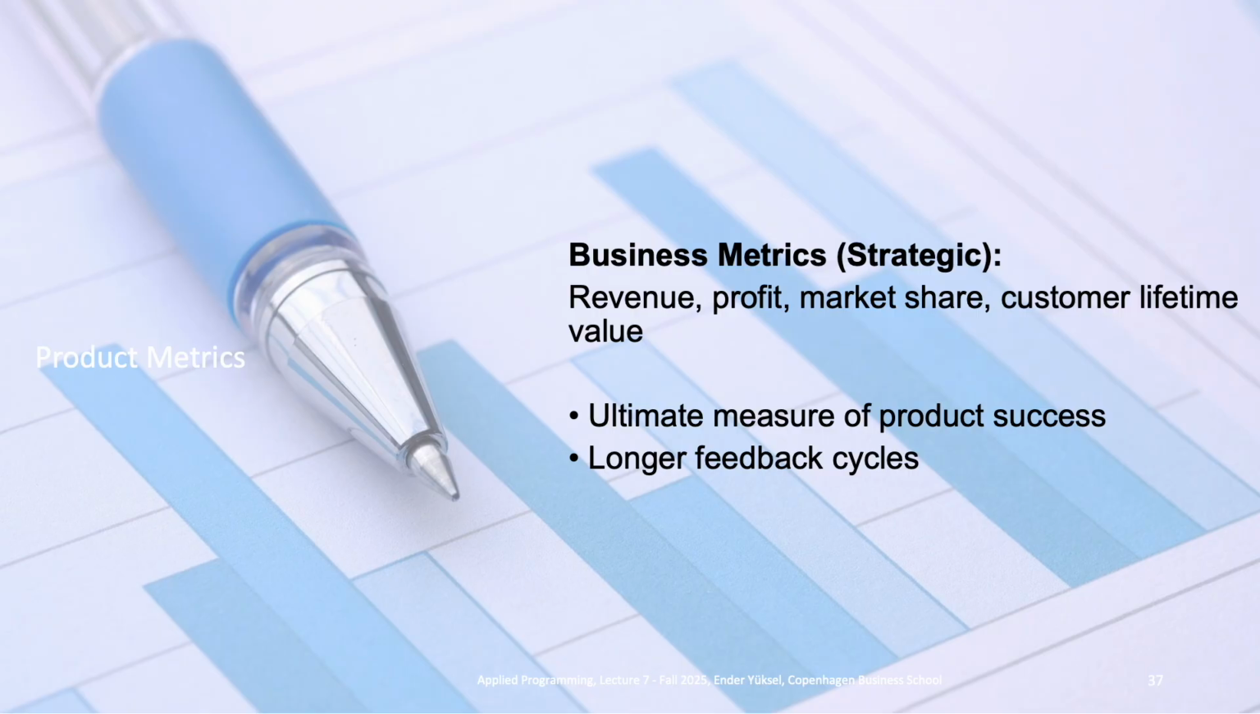Another class of metrics is business metrics, and these are more strategic. So revenue, profit, market share, customer lifetime value. The common thing here is these are the ultimate measures of the product success, and these have longer feedback cycles.